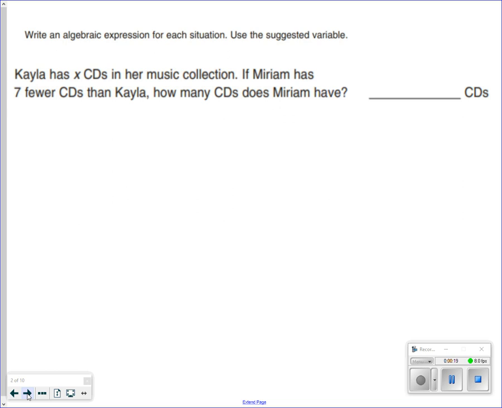Kayla has X CDs in her music collection. Miriam has 7 fewer CDs than Kayla. How many CDs does Miriam have? Now I can give you an expression that will help you always solve this. We're dealing with the X, because that's what Kayla has. She has X CDs. If Miriam has 7 fewer, how many CDs does Miriam have? If Kayla has X, we don't know what X is, Miriam will always have 7 less.